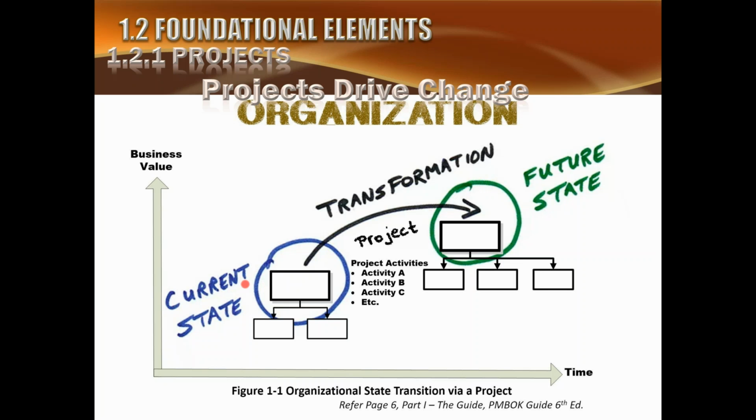So the difference between the current state and the future state on the business value clearly shows that the future state is higher than the current state. So in this time frame, we want to achieve this much business value, and this transition will take place through a project by doing certain activities.